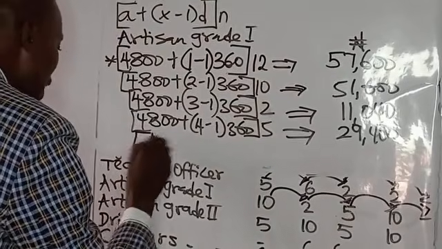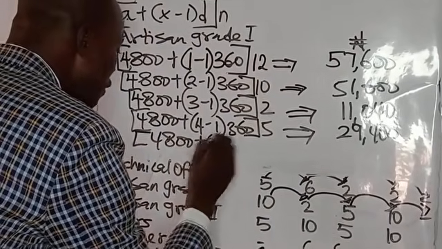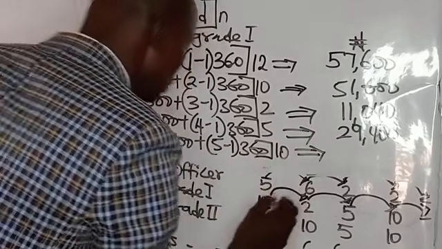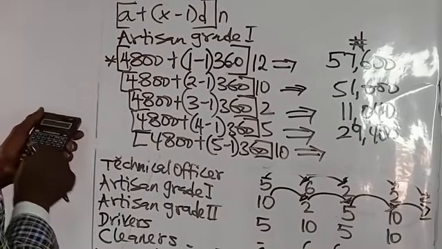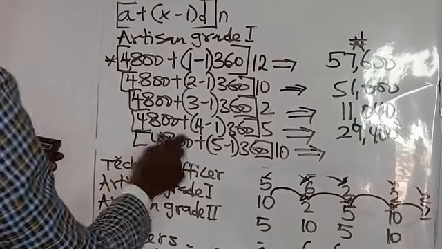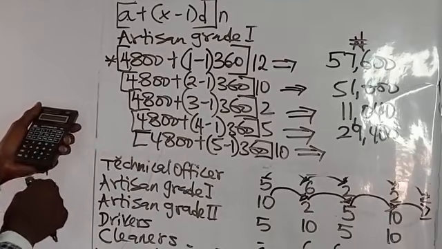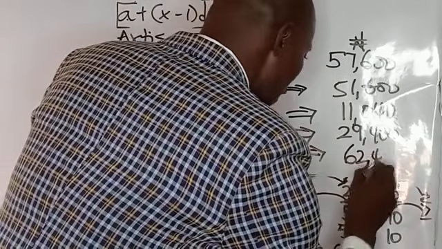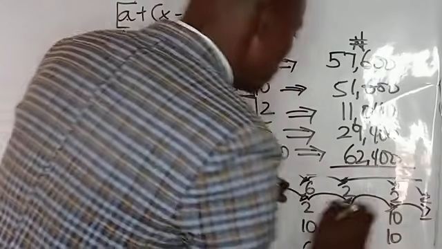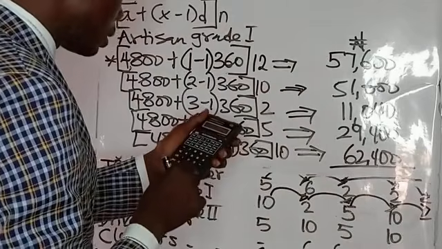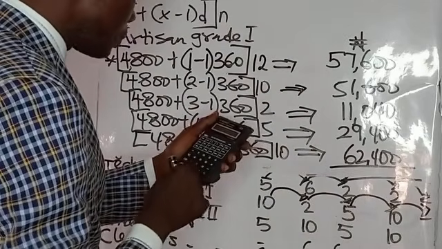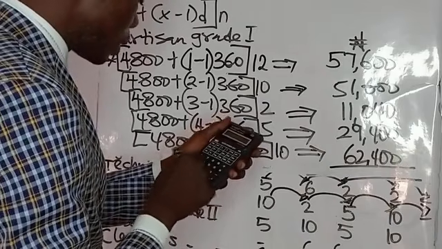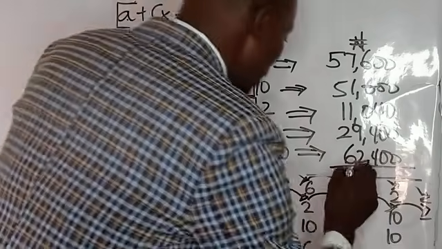Also, we have 10 employees in step 4 who will now be moving to step 5. So we have 4,800 plus step 5 into 360 multiplied by 10 employees. 5 minus 1, 4. 4 times 360, that is 1,440. Plus 4,800, so we have 6,120 times 10. That is 62,400. Now let's sum it up. Plus 29,400 plus 11,040 plus 51,600 plus 57,600. That is 212,040.